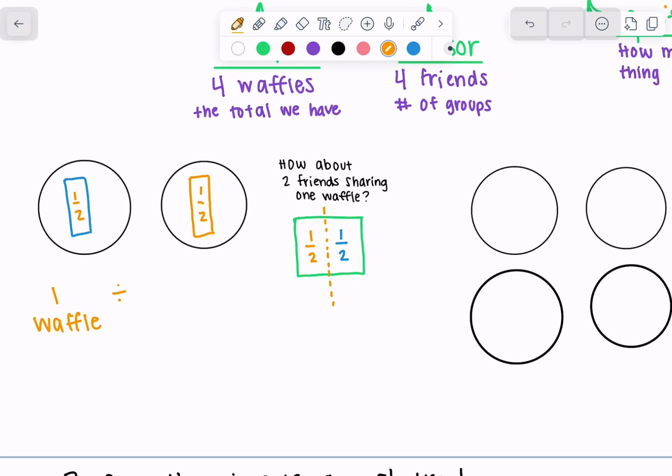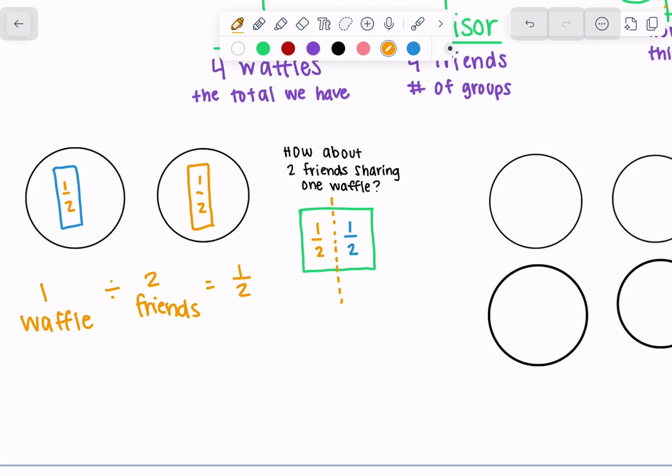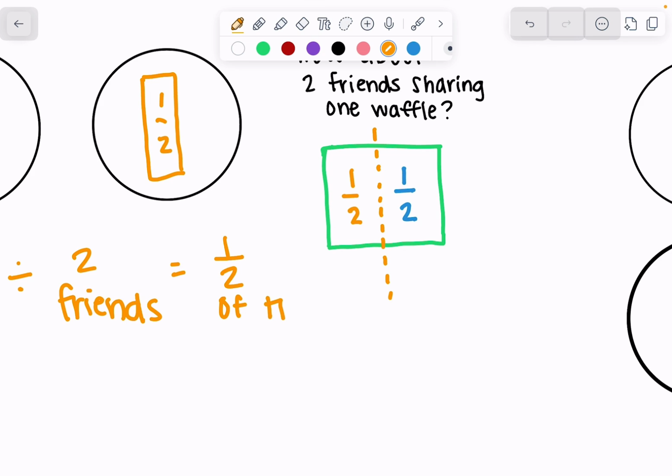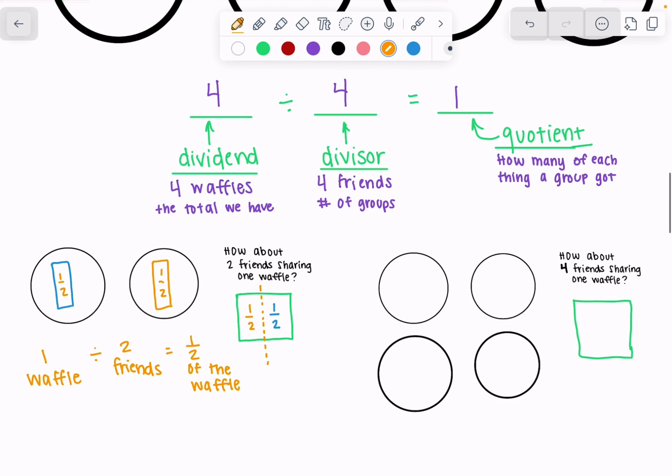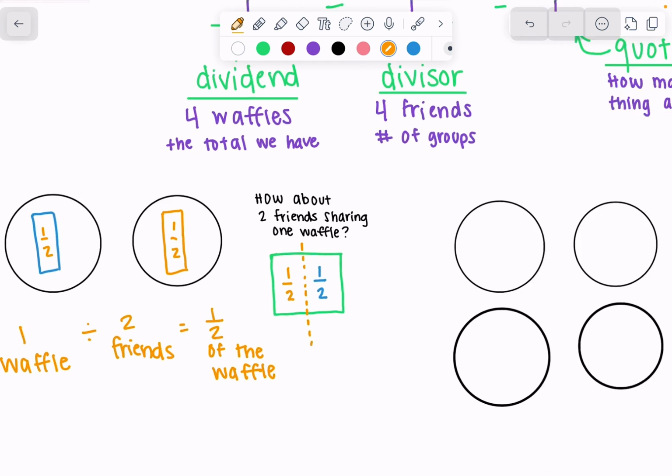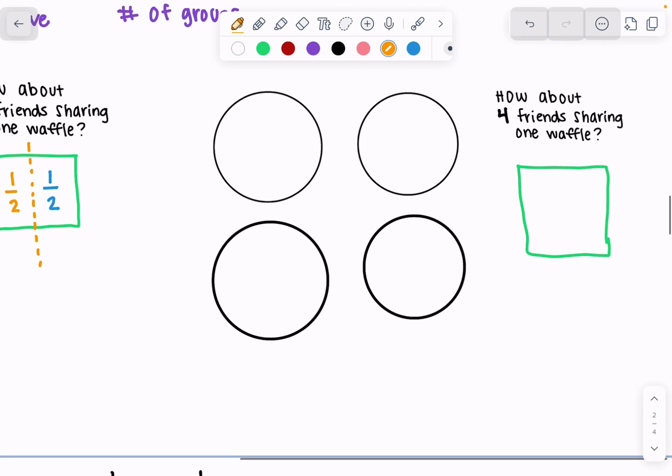We divided it among two friends, and they each got 1/2 of the waffle. Okay? I think you see a pattern forming here. Your dividend is always going to be the total that you have. So we had one waffle to give. We had to take what we had and divide it into a certain number of groups, or friends here in this case. And we ended up with each of those groups getting 1/2 of what we were trying to divide, which was the waffle. Okay, now let's look over here.